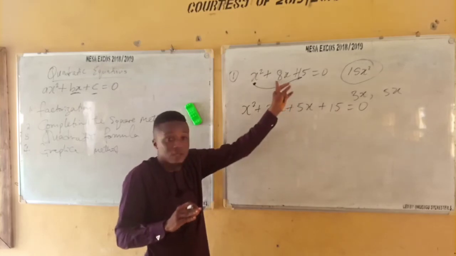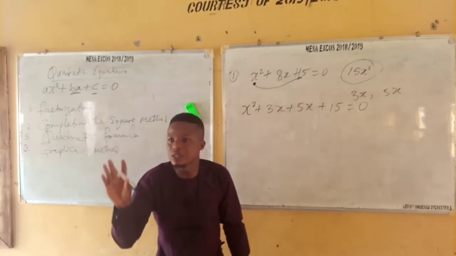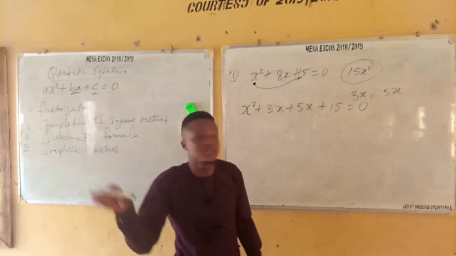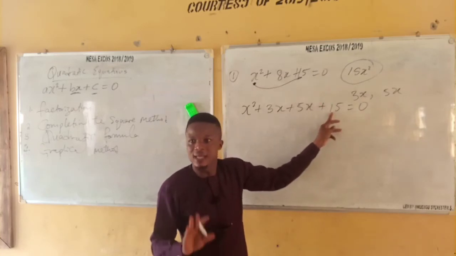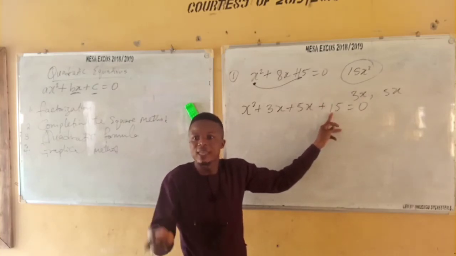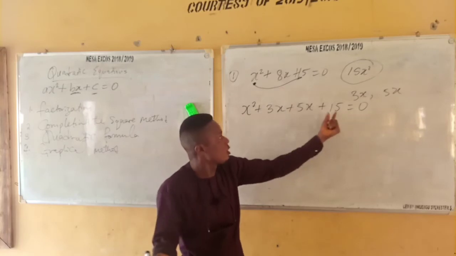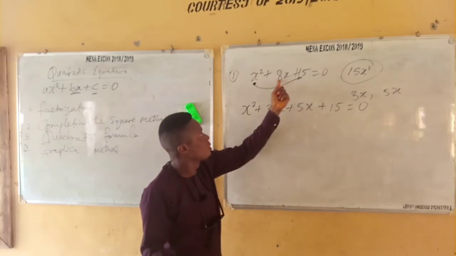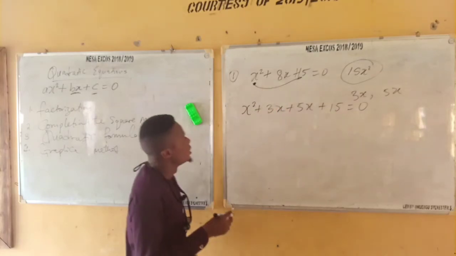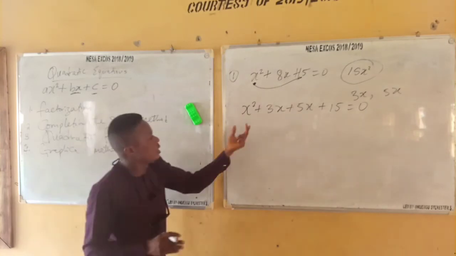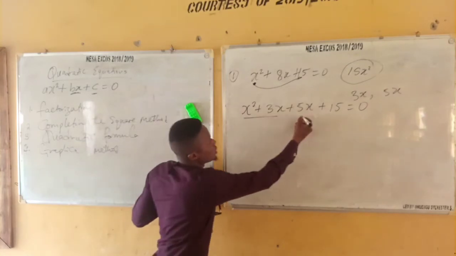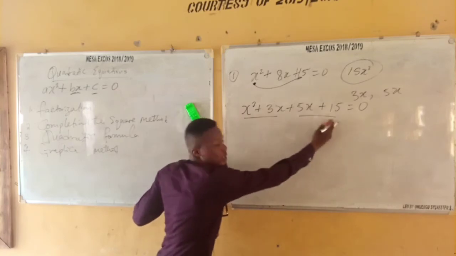This 8x could also be split into 2x and 6x, but 2 times 6 cannot give us 15. That's the essence. That is why you must think of two numbers that multiply to get the constant, and when you add, you get the second term. Now you can see that these terms have been grouped into pairs of two: the first two and the last two.